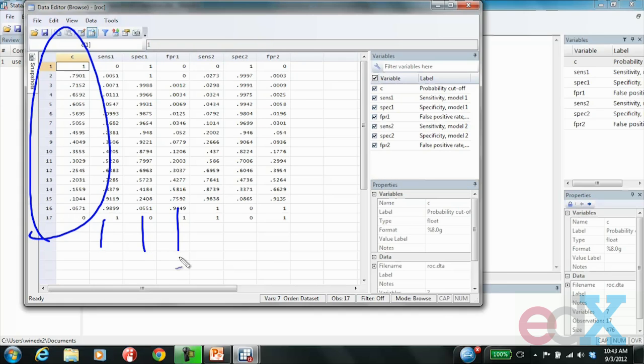So think back to class. What is an ROC curve? The ROC curve is a graph of the false positive rate versus the sensitivity, and really implicitly, it's for a given cutoff C. So we just take a bunch of different values of the sensitivity and the false positive rate, plot those against each other, and then we get an ROC curve. So let's do that now.